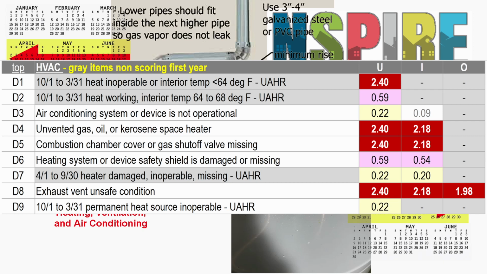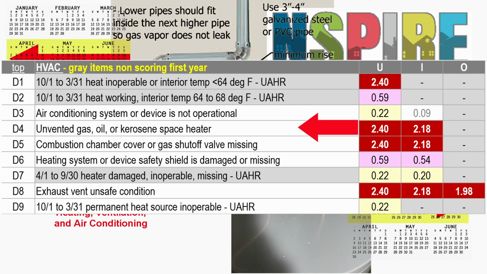So we have 9 possible defects. Deficiency 1 is October 1st to March 31st. The heat is inoperable and the interior temperature is below 64 degrees Fahrenheit. Deficiency 2, it's October 1st to March 31st. The heat's working, but the interior temperature is between 64 and 68. Deficiency 3, air conditioning system or device is not operational.